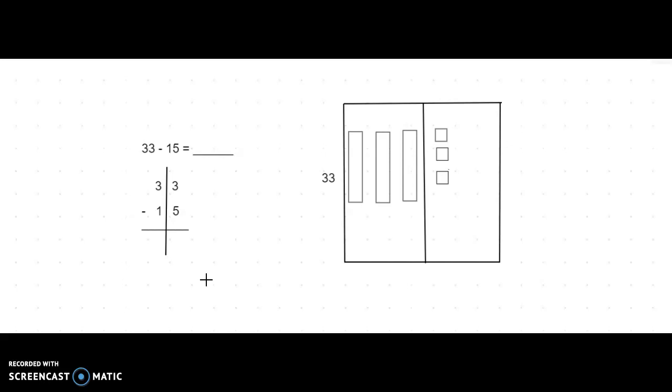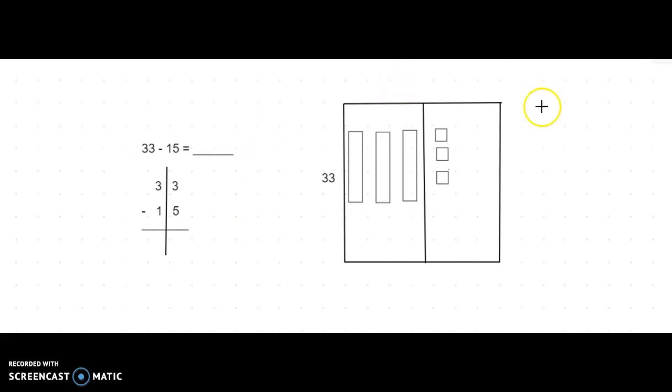So let's look at today's equation. Today's equation is 33, take away 15. So as usual, I have set up a vertical problem. The reason I have set up 33 minus 15 as a vertical subtraction problem is because it's easier for me to separate my tens and ones and not confuse myself.